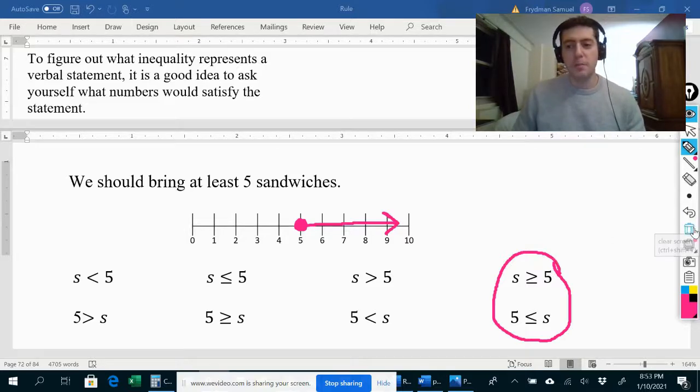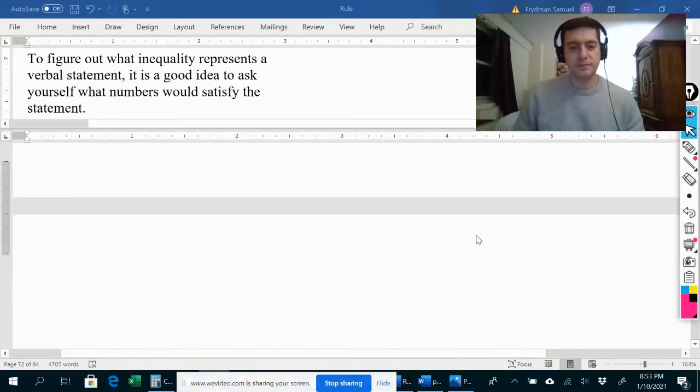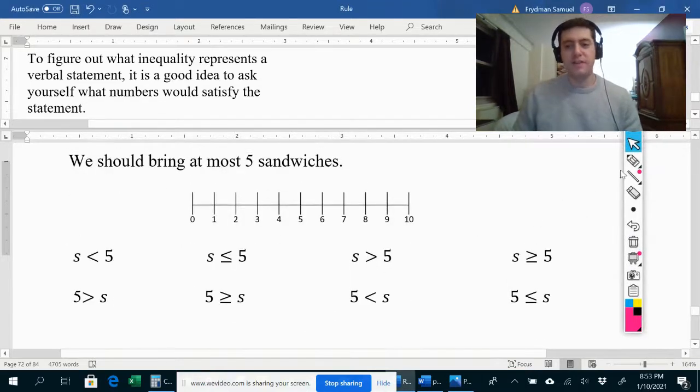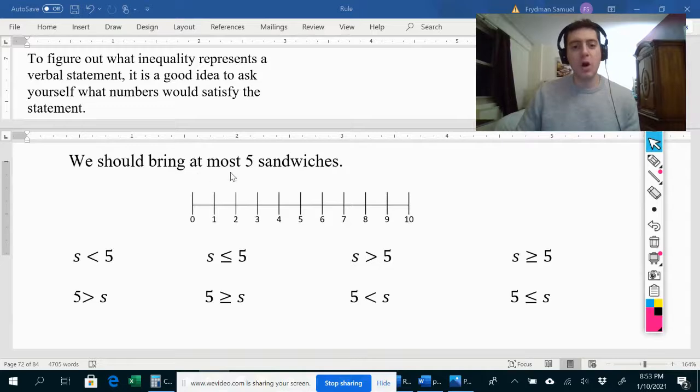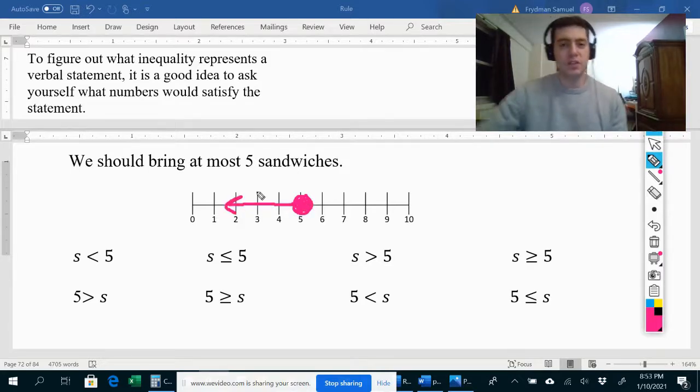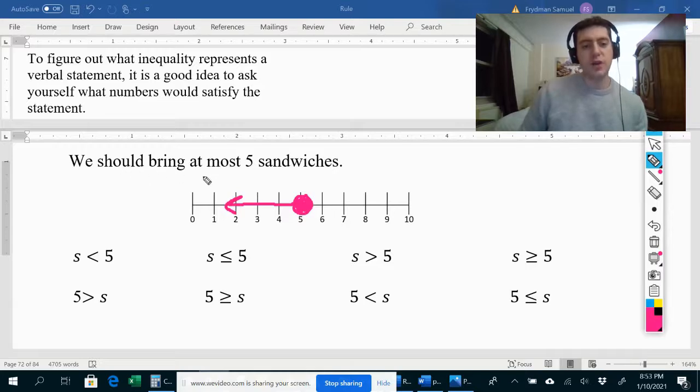All right? Moving on here. We should bring at most 5 sandwiches. At most 5 sandwiches means 5 sandwiches is the most that we can bring. So it's okay if we bring exactly 5. Is it okay if we bring 4 sandwiches? Yeah, that's also okay. Is it okay for 3 or 2? Yeah. So we can bring 5 sandwiches or less, but if we should bring at most 5 sandwiches, any more than that is no good.